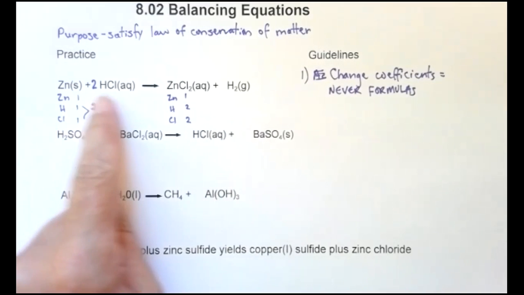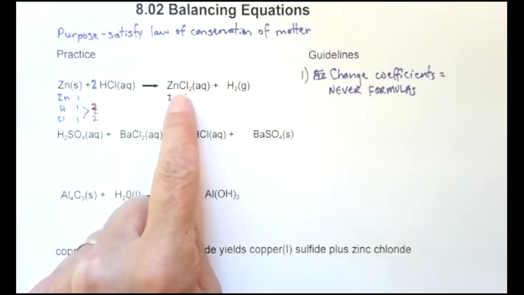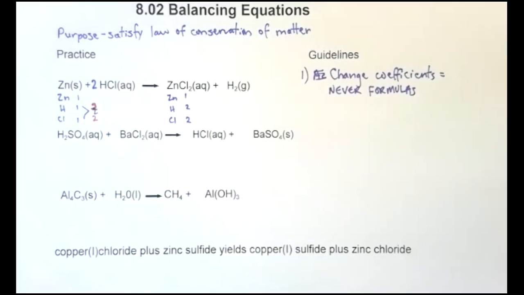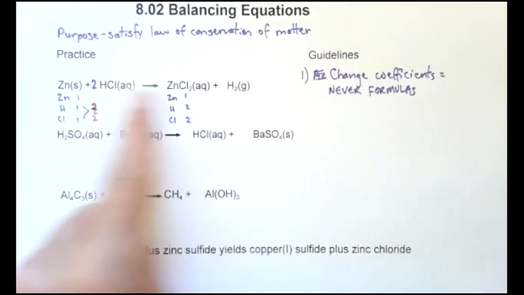Now, you might have said, well, why don't I just change this to ZnCl and change that to H? Because then you don't have zinc chloride and you don't have hydrogen gas. These have to stay the same. So we changed the coefficient.